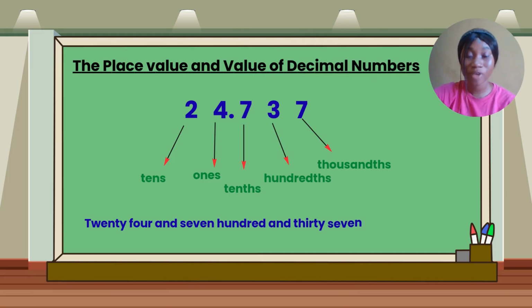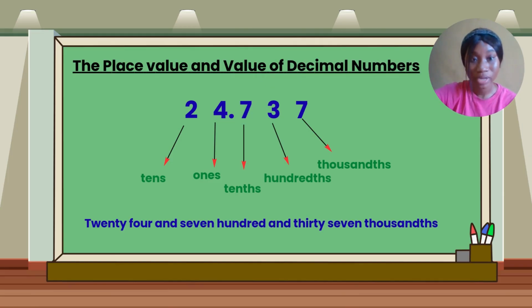So I have 24.737. So you can call it the way I'm calling it, like 24.737. Or another way to call a decimal number is with "and". So you can say 24.737, or you can say 24 and 737 thousandths. So there are two ways that you can actually call it. Are we clear?